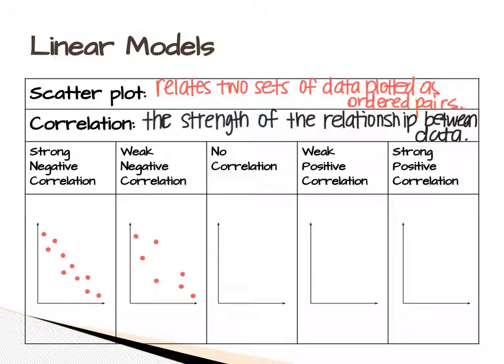The third is no correlation, and that's when you have no obvious relationship between the points. The fourth is a weak positive, which goes up from left to right, but the points are spread out. And the fifth is a strong positive correlation, which goes up from left to right, but the points are close together.